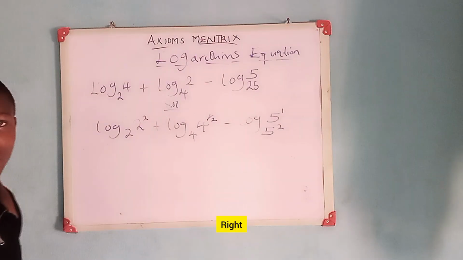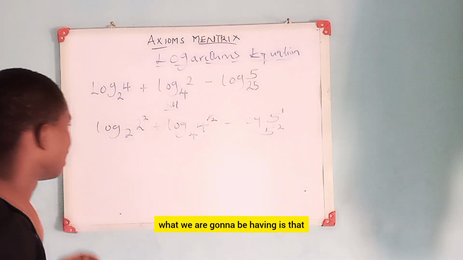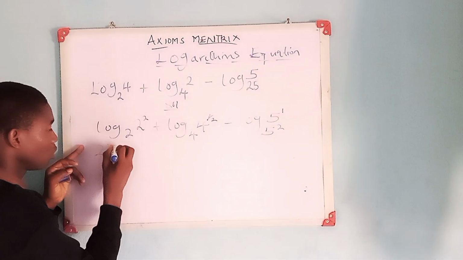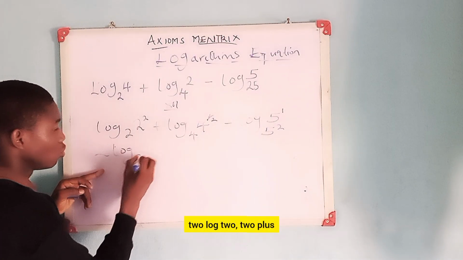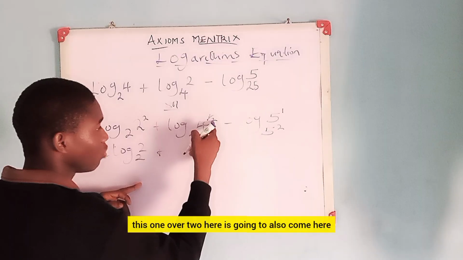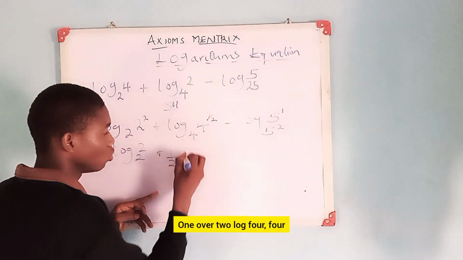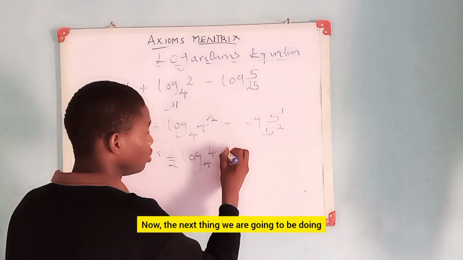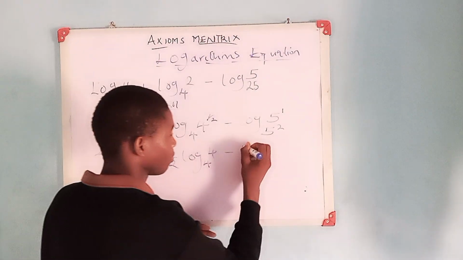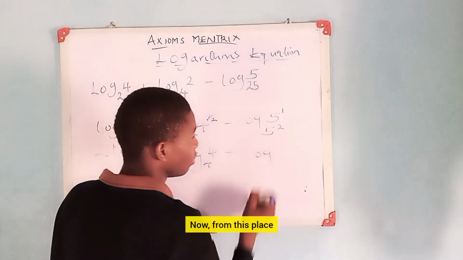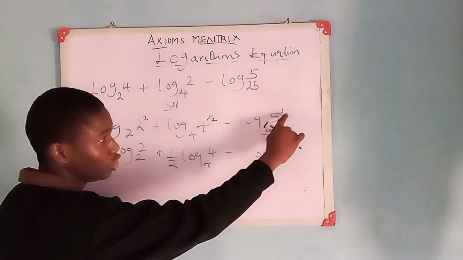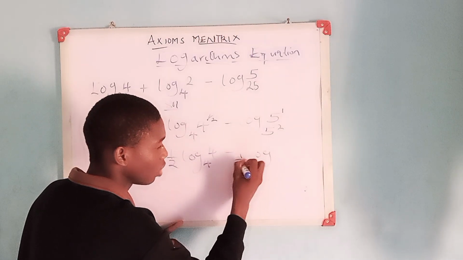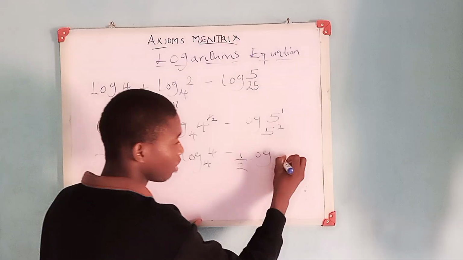Right? So now from this place, this 2, which is the power, is going to be coming to the back of this log. So it's going to be 2 log 2 of 2, plus this 1 over 2 is going to also come here, 1 over 2 log 4 of 4. Right? Now the next thing we are going to be doing is this: whenever you have something like this in log, you just say this divided by this. So 1 divided by 2 is going to be coming here, 1 over 2, then what we have in log 5 of 5.